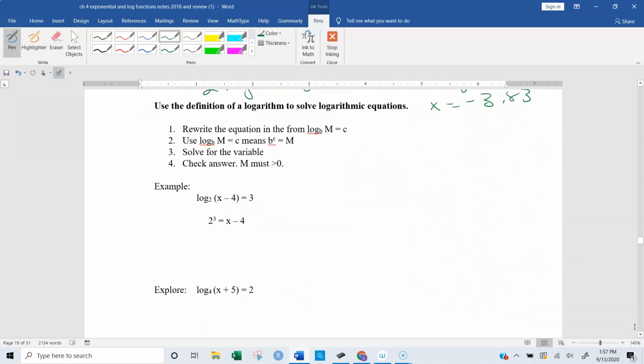Okay, next is use the definition of log to solve logarithmic equations. So we have to remember log base b of m equals c is b to the c equals m, right? Base, exponent, answer. Solve for the variable, check your answer. So this time, since the base and the exponent are both numbers, we can rewrite. That's how we know when to use this. So 2 cubed equals x minus 4. So 8 equals x minus 4. So x equals 12.